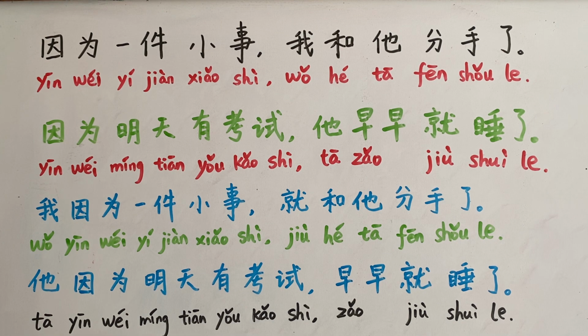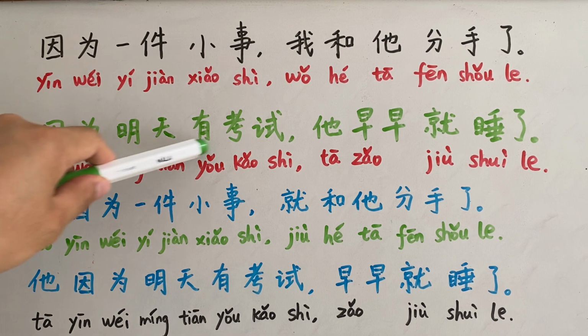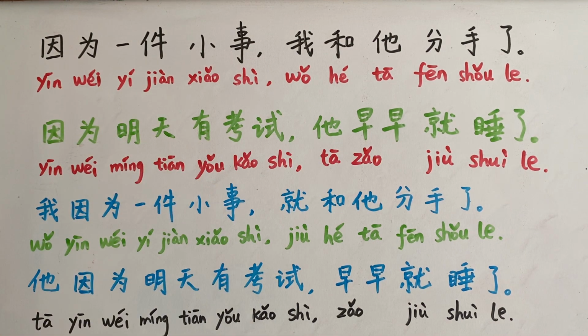So if by meaning they are the same, what's the difference? Why do we have two ways of expressing the same thing? For example, 因为明天有考试，他早早就睡了 is more formal than 他因为明天有考试，早早就睡了. This one is more formal, more like written language. And this one is more like spoken language. The syntax is more like spoken language. So that's the main difference between the two sets of sentences.